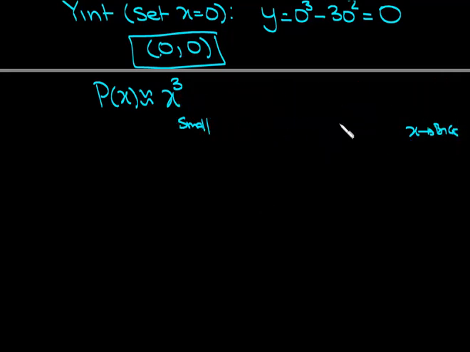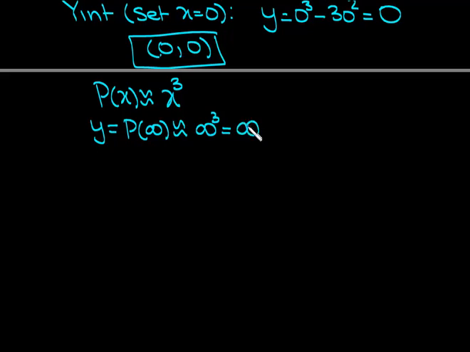Okay, so let's take a look at that. To figure out what happens to the right, remember p is the same thing as y. I take x goes to infinity, so I have infinity cubed. Infinity times infinity times infinity is infinity. So on the right, when x gets really big, y gets really big, so the function's going up.